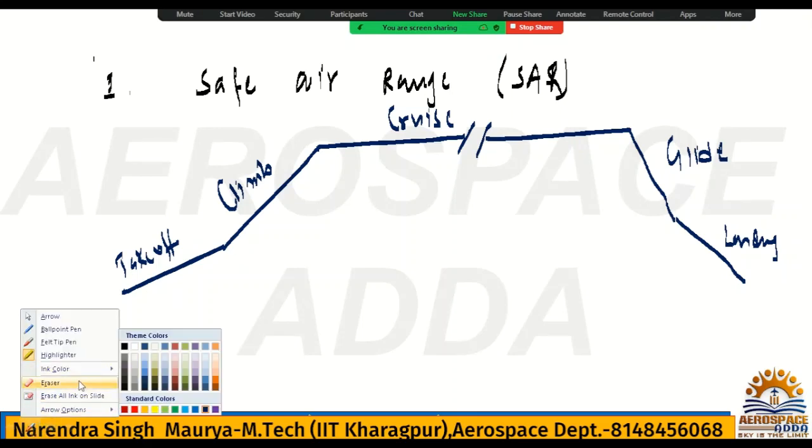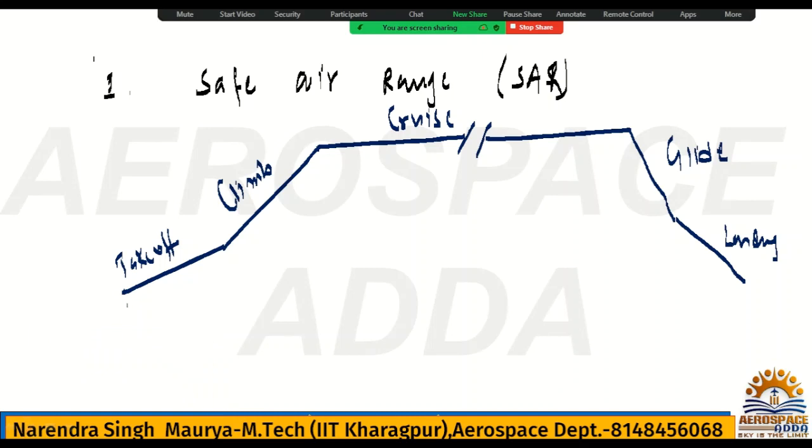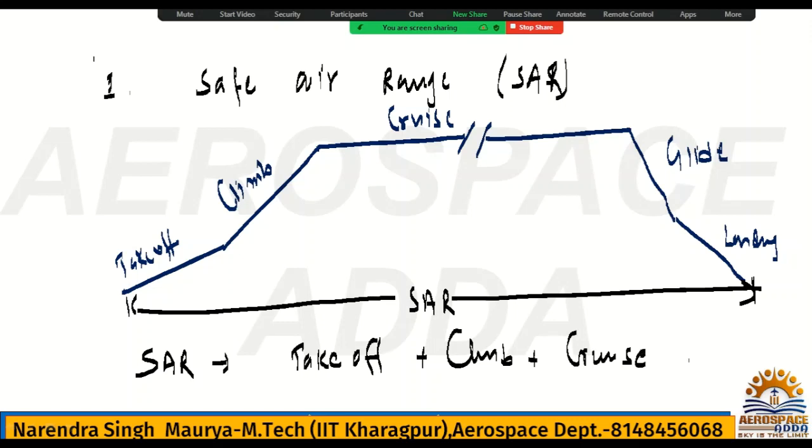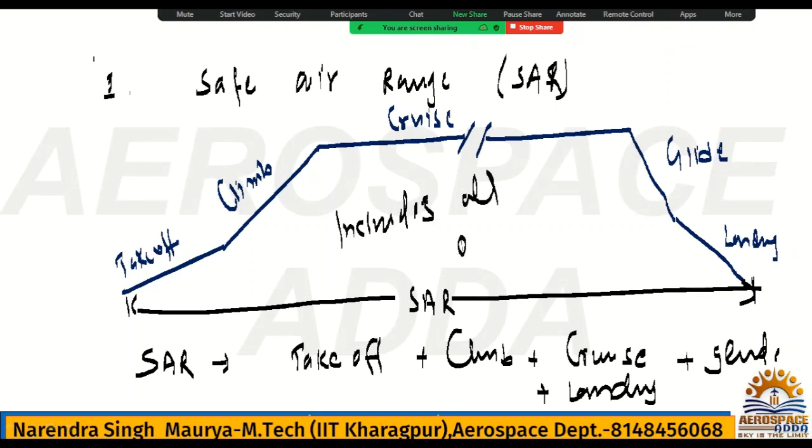So this will be the safe air range, SAR. It means it includes all. It includes takeoff, so SAR means safe air range. It will include takeoff plus climb plus cruise, glide plus landing. It includes all operations. This is called safe air range.